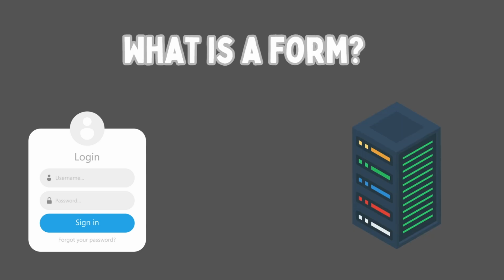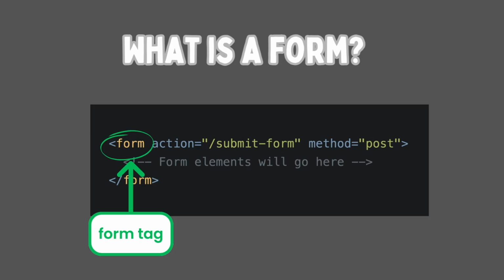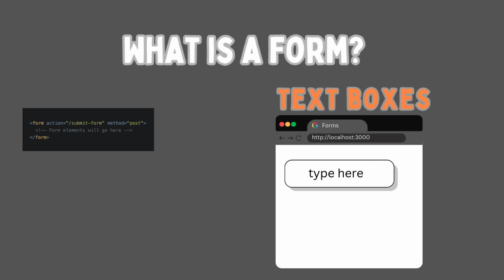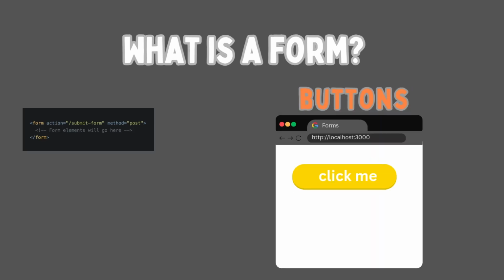Forms are used to collect and send data from users. The data is sent to a server where it can be processed, stored, or used for any purpose you need. We start with the form tag, which wraps around all the elements in your form. Inside, you can add various input fields like text boxes, buttons, and checkboxes.